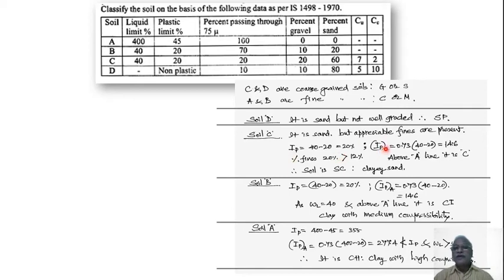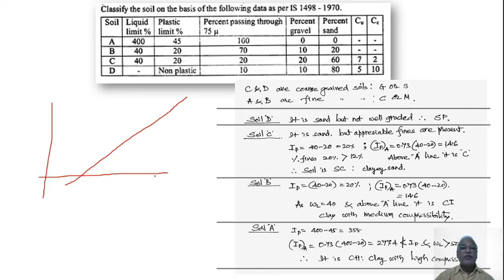Now here I have calculated IP on A line, because A line has got an equation 0.73 WL minus 20. That value becomes 14.6, whereas the actual value is 20%. Here I will try to make a sketch. Suppose this is A line and WL is 40, somewhere there. So it is between 35 and 50. Because of that, it will be of intermediate compressibility.